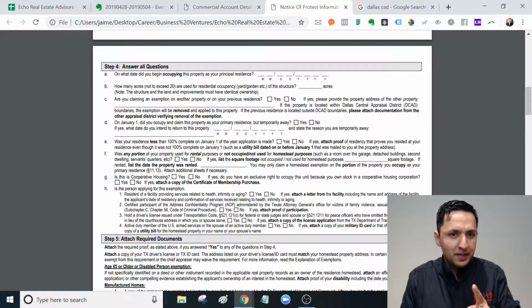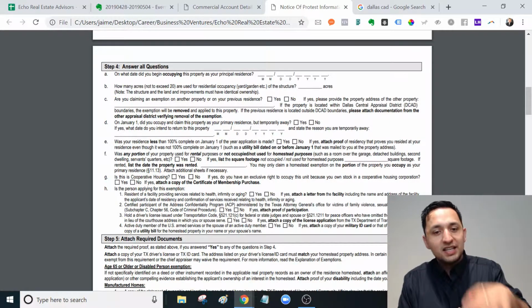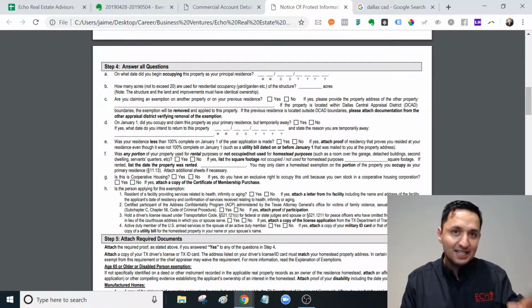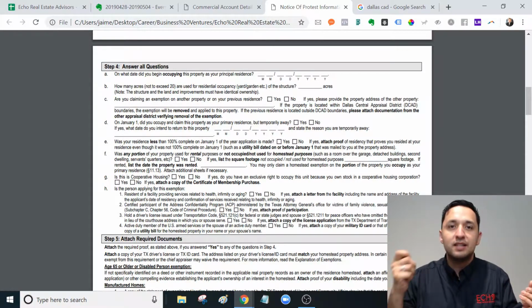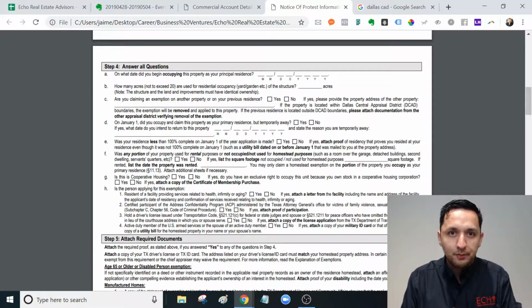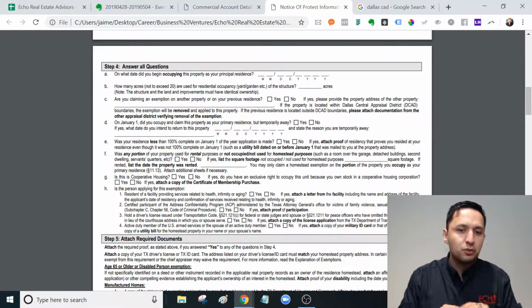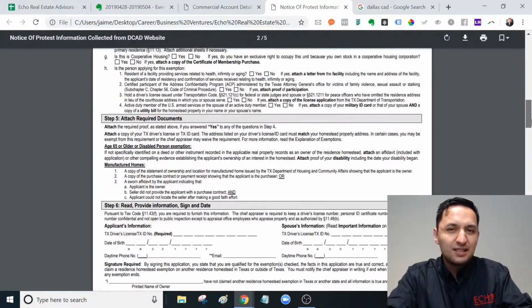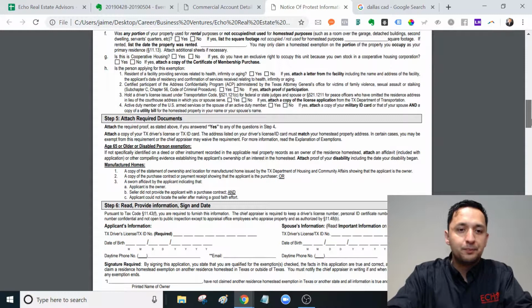So again, let me repeat that. If any of these apply to you, then you may be eligible for a waiver on the reason why your driver's license address does not match the property's address that you're applying a homestead exemption for. I hope that makes sense, but that's what they're asking for. We're not going to go too much into detail because that's really the synopsis of it.